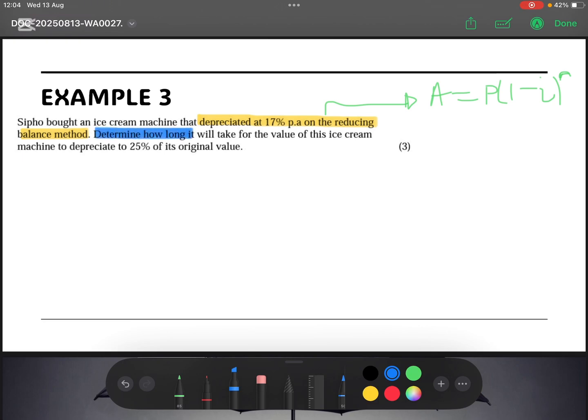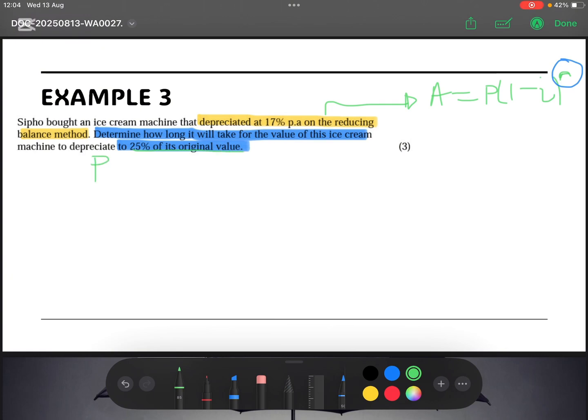So now let's continue with the statement and understand what is required of us. So now we want to know how long, right? How long, that is the period, will it take for the value of the ice cream machine to depreciate to 25% of the original price. So now in this case, what they're trying to say is we're looking for the value of n, which is the period. How long will it take the ice cream machine to depreciate to 25% of the original price?